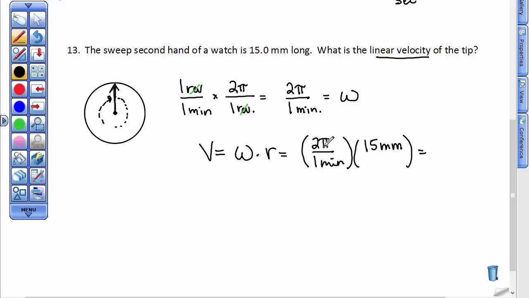And when you multiply 2 pi by 15, you should get 94.2. And that's going to be in millimeters per minute are the units. Please be very careful with these. Watch this. You multiply by something in millimeters, that'll be in the numerator, and time is minutes in the denominator. A distance over a time is a speed.